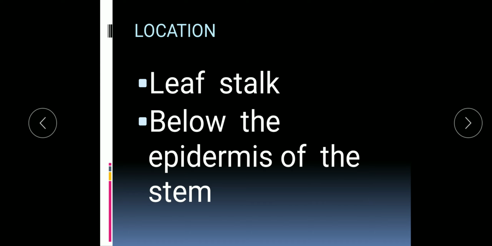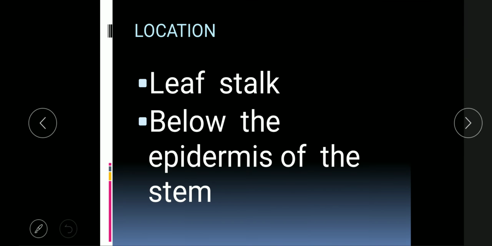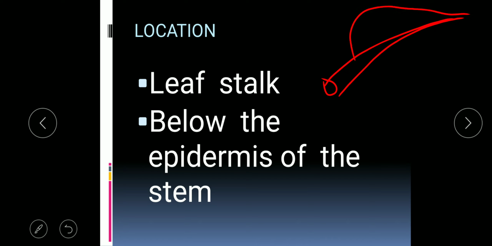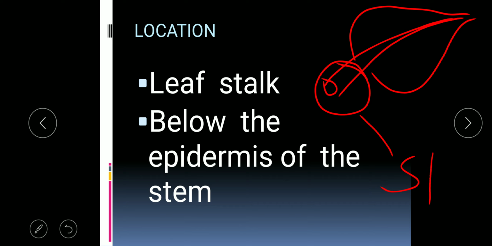Now what is the location of this collenchyma? So this collenchyma is found in the leaf stalk. I think in standard 6 you have studied the structure of a leaf. So this is the simple structure of a leaf. So it is present in this region. This part of the leaf by which you hold it is known as the stalk. So this collenchyma is present in the leaf stalk.